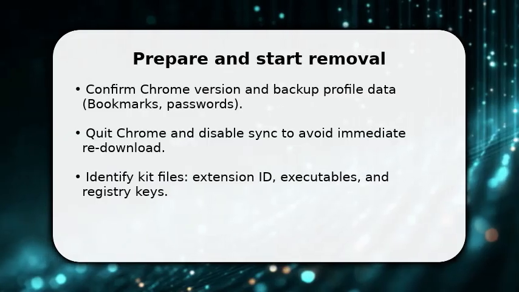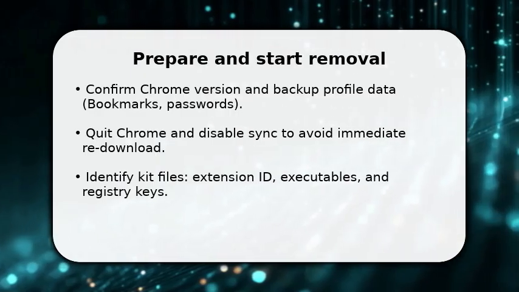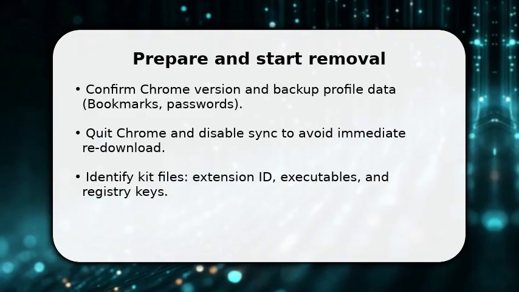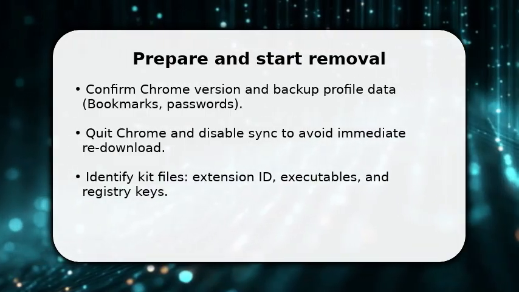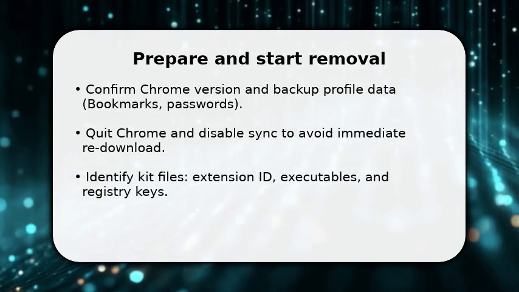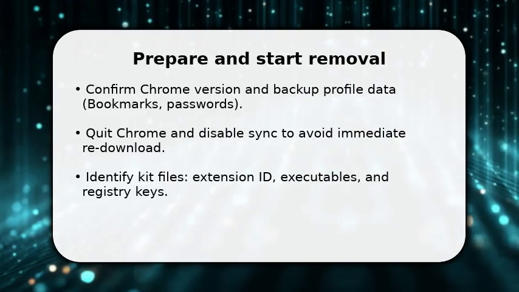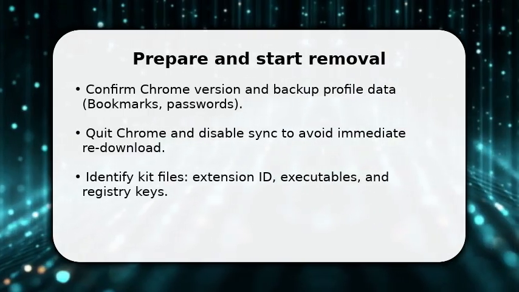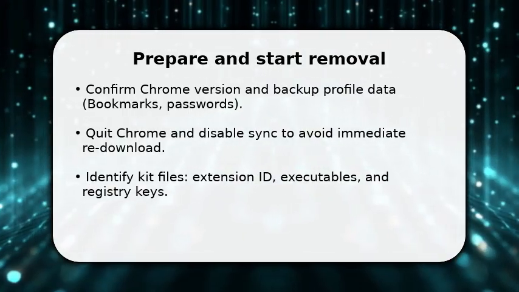You begin by stopping Chrome and making a quick profile backup so you can restore data if needed. Once done, check Chrome's version and disable sync to prevent the kit from reappearing. Next, open Task Manager and kill any processes tied to the kit. This prevents locked files. Make sure to note the extension ID or file names you find, because you'll use them directly when removing folders, executables, and system entries in the next steps.